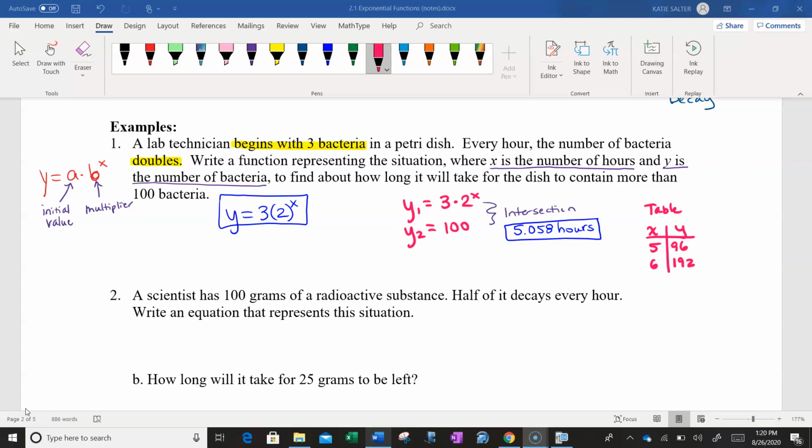A scientist has 100 grams of a radioactive substance. Half of it decays every hour. Write an equation that represents the situation. Sorry, this should be question A right here.